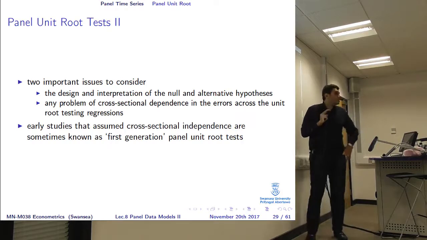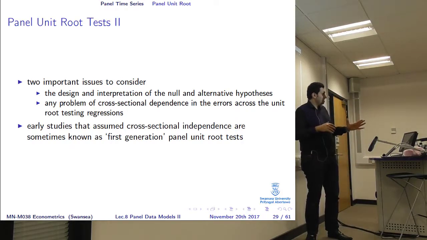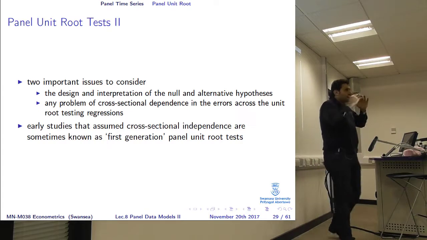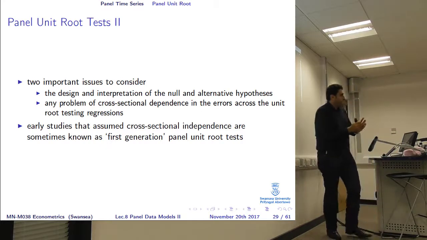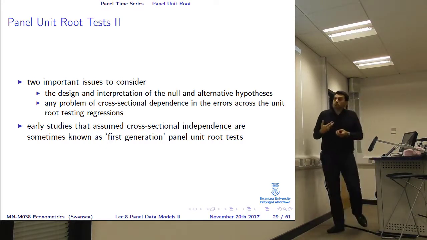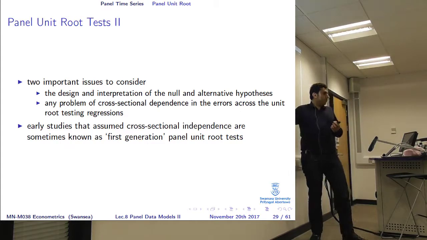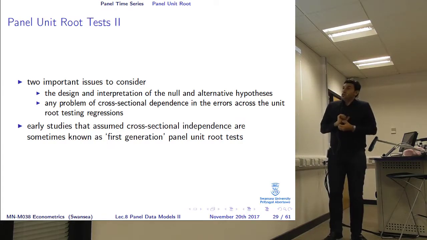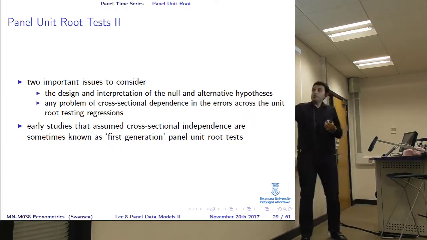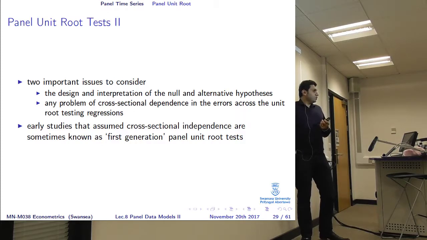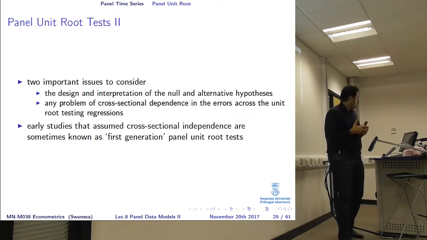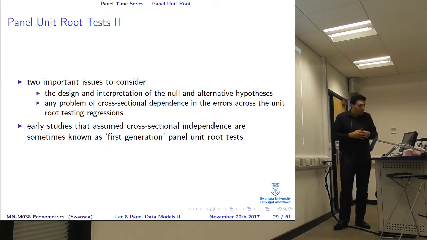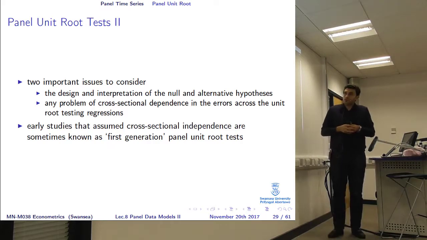There are two things to consider in all the tests, because we're going to cover about three or four tests today. So it's very important to think about the bigger picture and not get lost in the details. One, think of the design and interpretation of the null and the alternative hypotheses for these tests, what they are testing. Also, think about cross-sectional dependence. This is something we talked about earlier today. We need to be concerned about cross-sectional dependence, especially if we have a large N, but in general, in large panels, we should think of cross-sectional dependence.